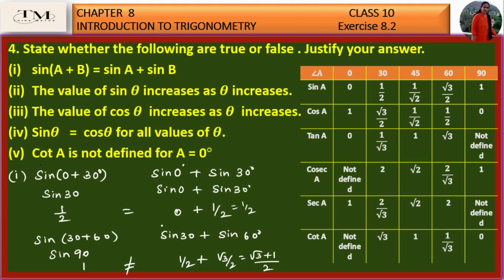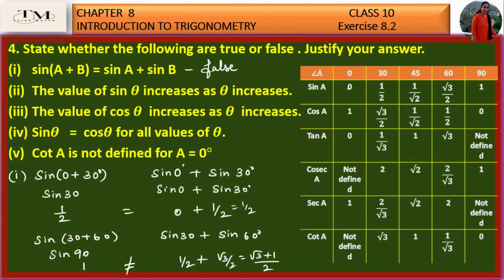So for all the values of theta, sin(A plus B) is not equal to sin A plus sin B. So this is false. Only for 0 and 30 the equation is satisfied. For 30 and 60, it doesn't satisfy. So this equation should be satisfied for all the values of theta. So if it doesn't satisfy for 1 degree or 2 degrees, it is false. Okay, children?